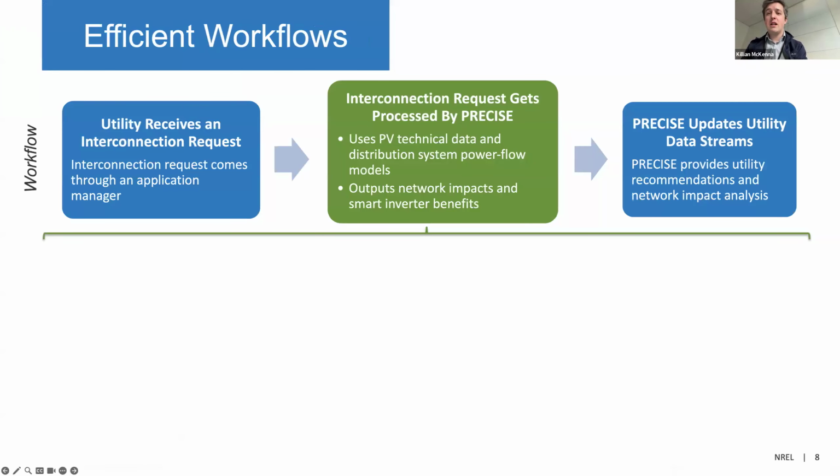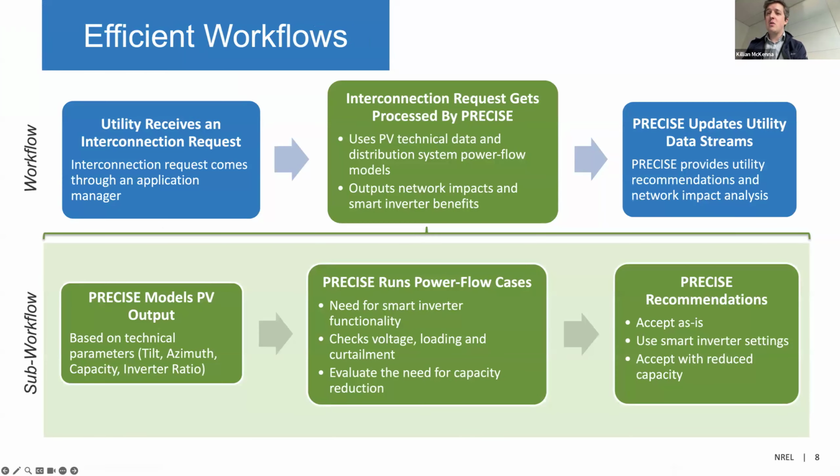So we can click through so that the bottom graphic is here too. The workflow overall is that a utility would receive an interconnection request, and PRECISE is calculating where in the network that interconnection is. We're taking in the PV technical data, and then we're outputting network impacts and how smart inverter functionality can be leveraged, providing the utility with recommendations and network impact analysis.